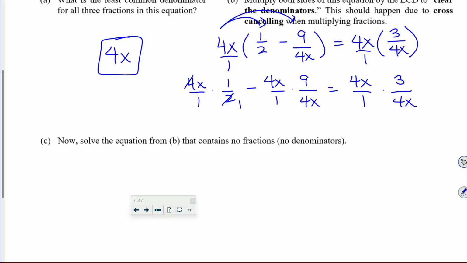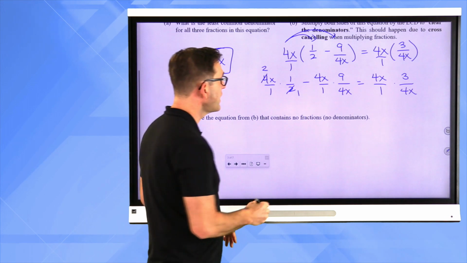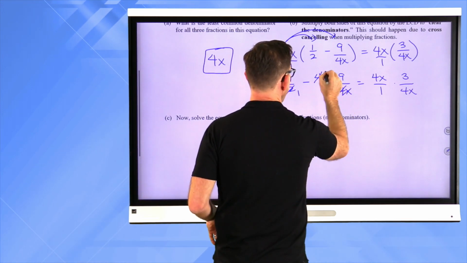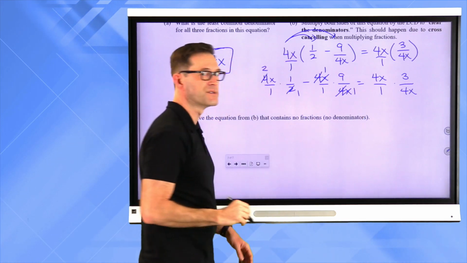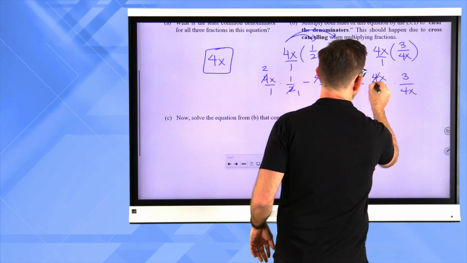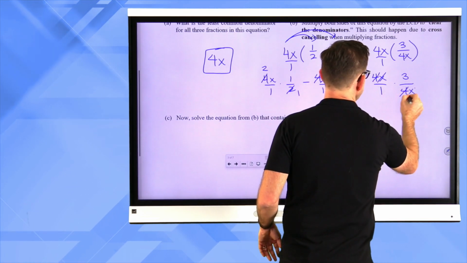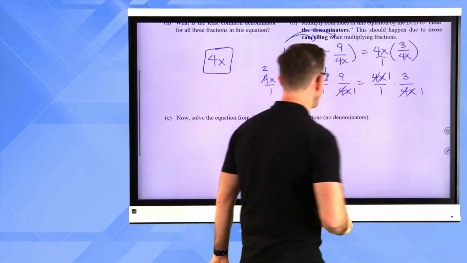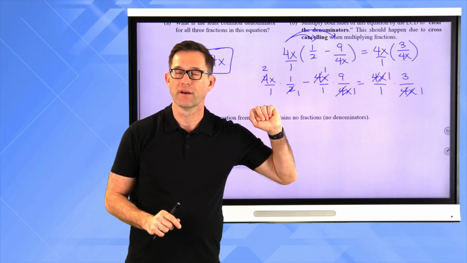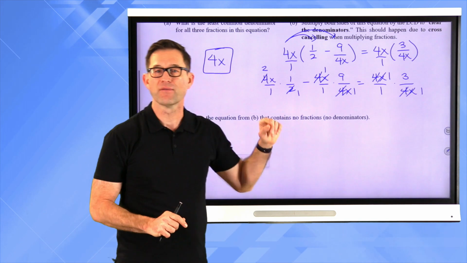2 cancels into 4 and leaves me with a 2 up here. In this particular case, a 4 cancels a 4, and x cancels an x, and all I'm left with are 1s there and there. Finally, here, same thing happens. A 4 cancels a 4, and x cancels an x, and I'm left with a 1 and a 1 here. And notice I'm left with 1s in all of my denominators. So what do I have left here?